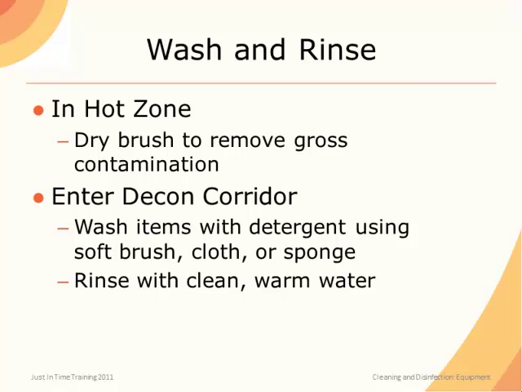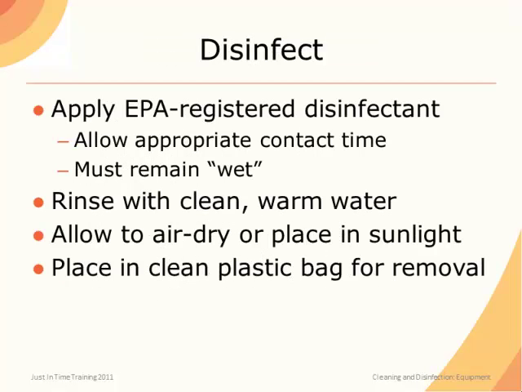Begin the equipment C&D procedure in the hot zone by dry brushing the equipment to remove any gross contamination. Enter the decontamination corridor. Wash items with a detergent solution to further remove organic debris. Rinse items thoroughly with clean, warm water. Next, apply an EPA-registered disinfectant. This can be done by low-pressure spraying, wiping, or immersing items in solution. Ensure all areas are covered thoroughly with the solution and remain wet with the solution for the necessary contact time. Apply disinfectant a second time if necessary.